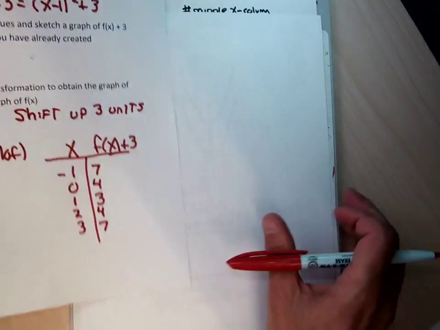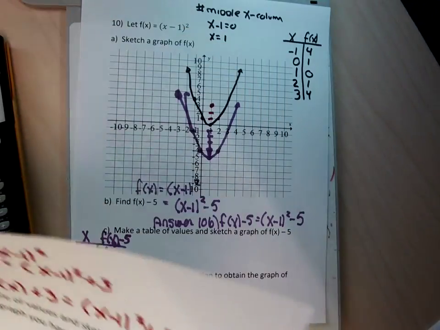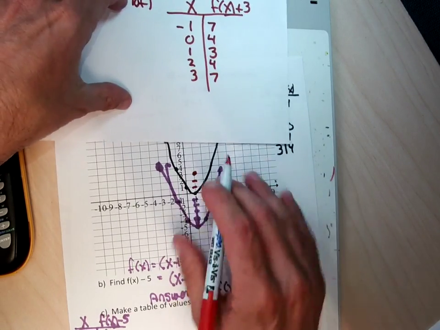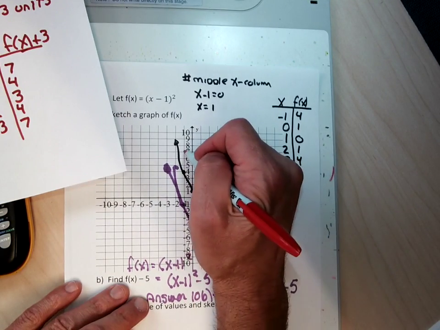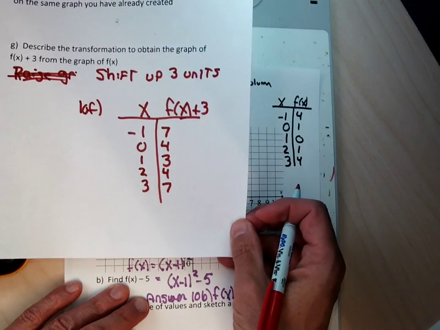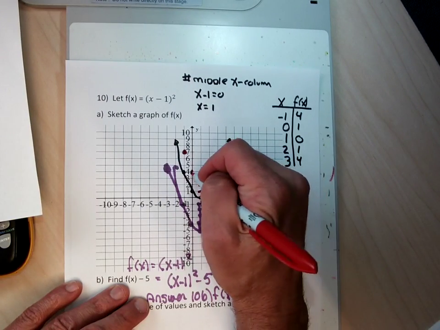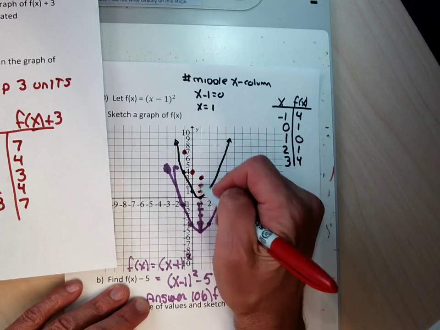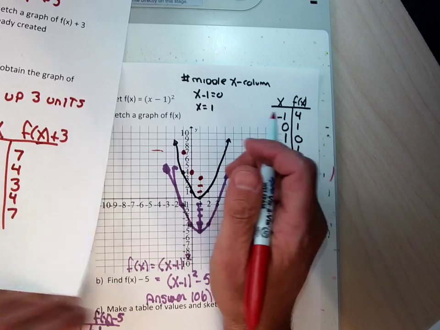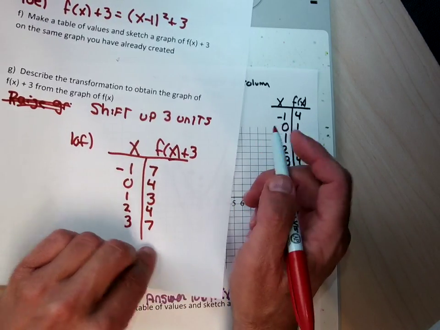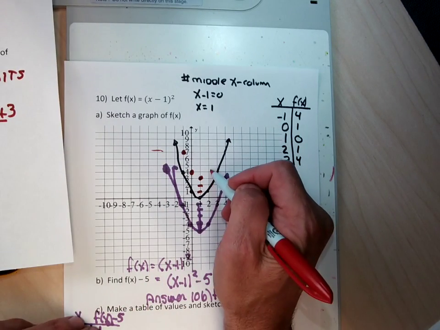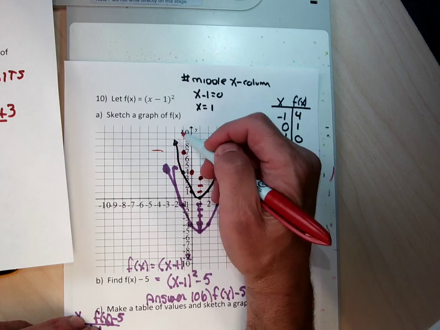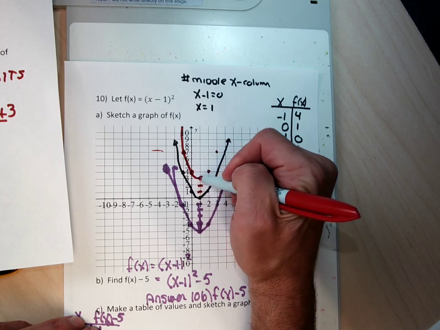So -1, 7 starts off this graph. So -1, 7. So I go left 1, up 7. I'm going to get there. The next point is 0, 4, which is here, then the point 1, 3, which is this shifted up 3 units, then the point 2, 4, and then 3, 7. So 2, 4, 3, 7, and I get this same kind of parabola.